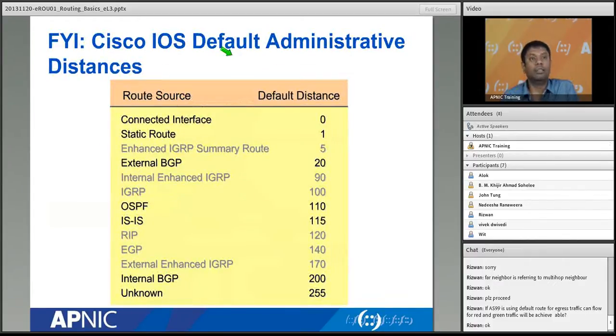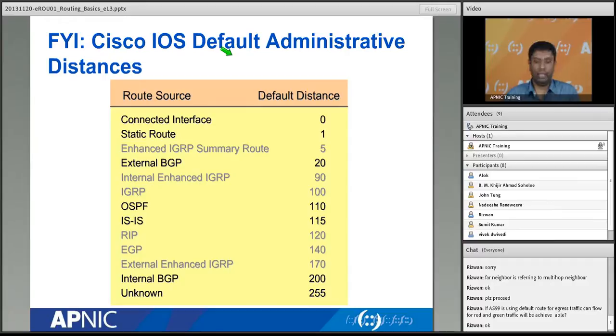Okay, so AD value, administrative distance. In a single router we are running more than one routing protocol. Sometimes we have static, sometimes OSPF, sometimes BGP, so mostly static, OSPF and BGP, three protocols are running, and sometimes connected as well. When you have more than one routing protocol option, the router definitely needs to know which routing protocol's route it should install in the routing table. That's why AD values, or administrative distance values, are there.